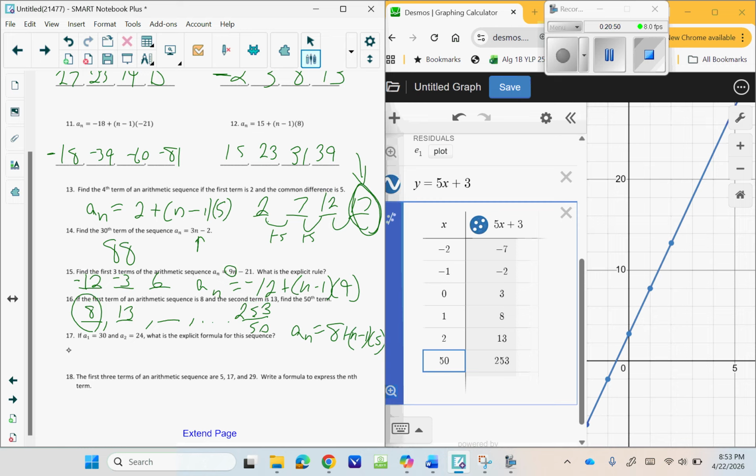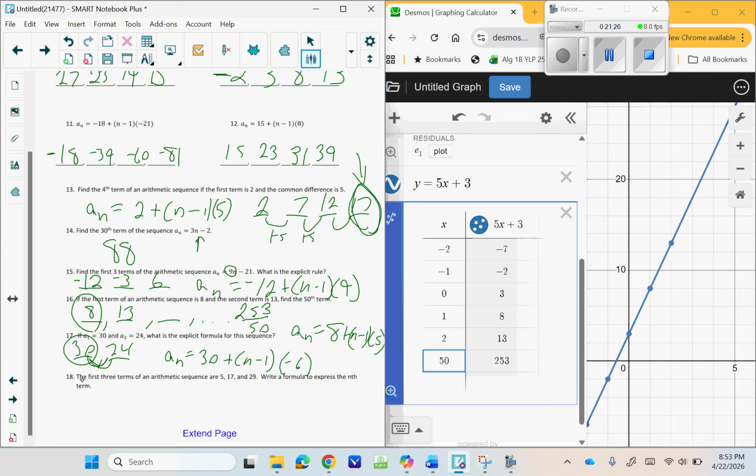Okay, let's look at number 17. My first term is 30. My second term is 24. What is the formula for the sequence? Okay, so I'm not going to cheat on decimals. Let's just do this. My first term is 30, and I'm going to say n minus 1. And then my slope, what's my pattern or my common difference? Notice I'm going down by 6, so it's going to be negative 6. And that is it. Then I could find whatever term I wanted to after that.